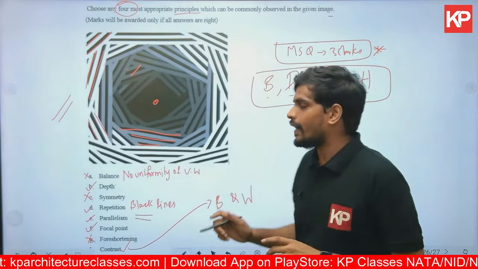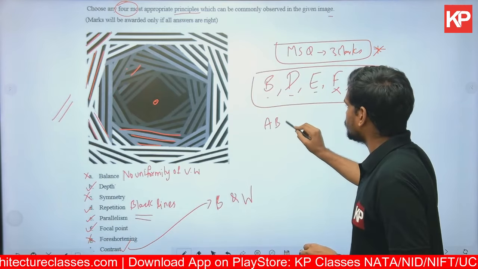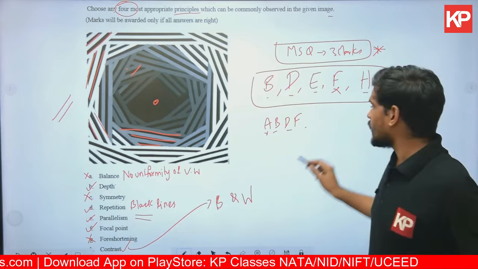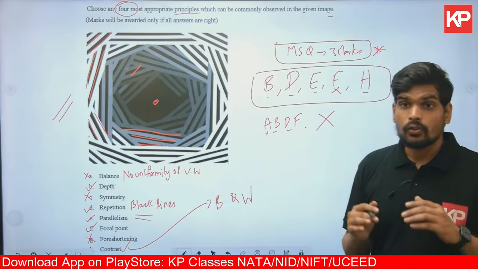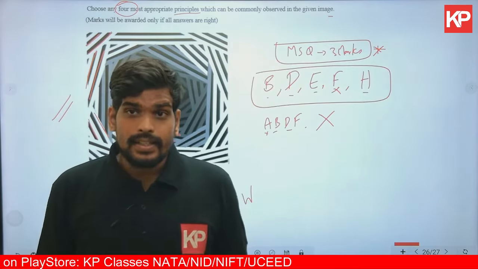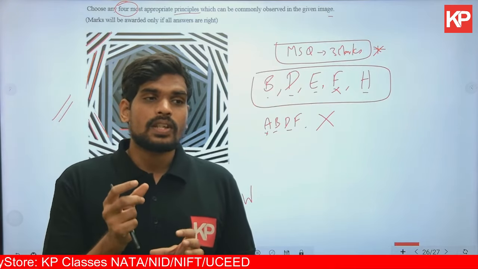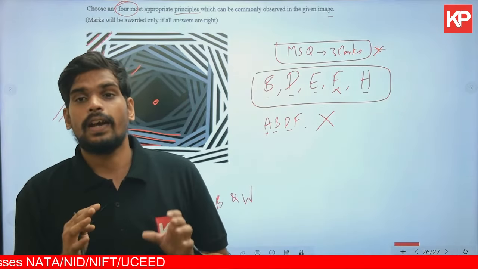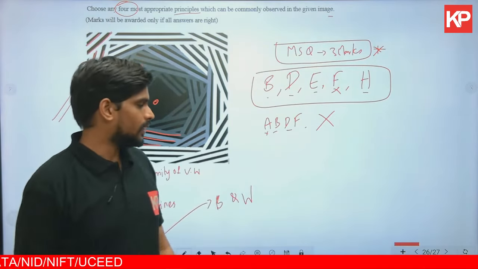Instead of B, D, E, F, if I write A, B, D, F as the answer, B, D, F are correct, but A is wrong. Even if you do one mistake, you will lose all your 3 marks. So you should be very careful in answering these questions. Maintain a list and then answer those options which you're very confident about. If you're not confident about something, you can leave that option, right? So you have to answer 4 correct options in this question.